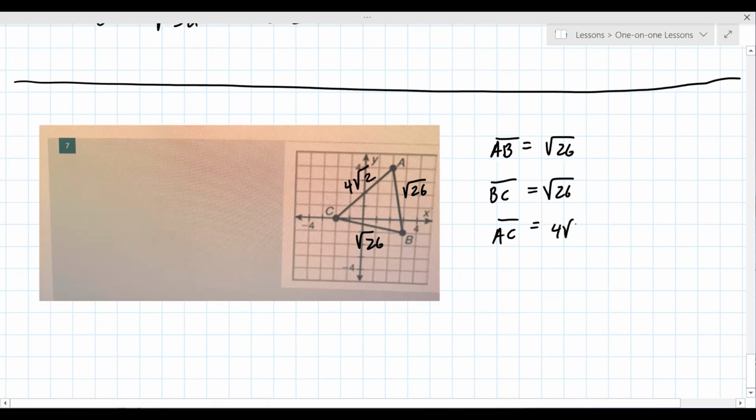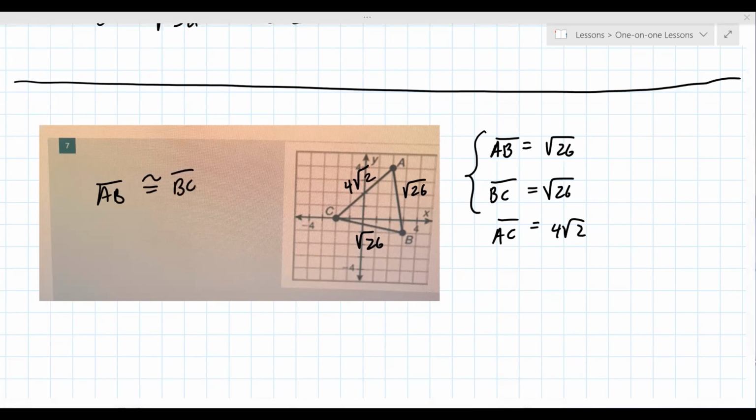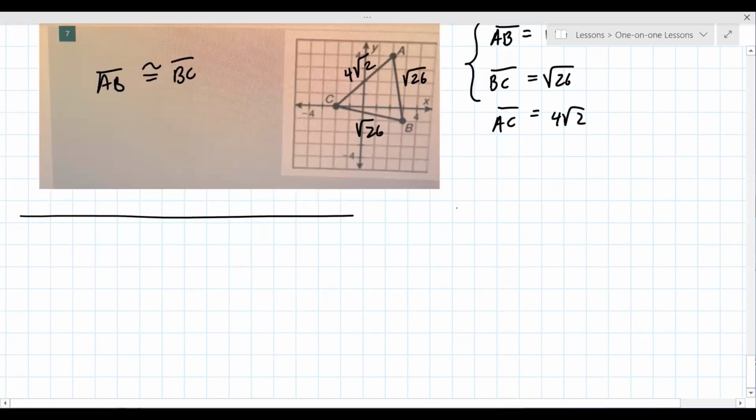Yeah. So which two are the same? AB and BC. So AB is, and they use this symbol with the little squiggly on top, congruent to BC. I'm sure there's some way that they want you to enter that. Let me check. I don't know how I'm going to do that. I think I can just write the two because it doesn't give me all the options. Yeah, you might write like AB, comma BC, like that.